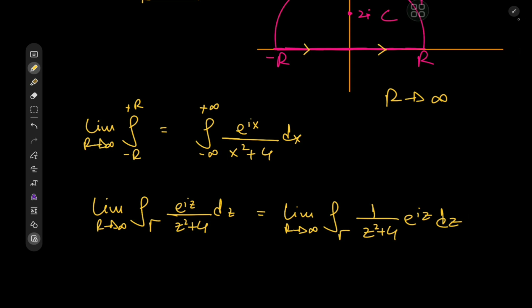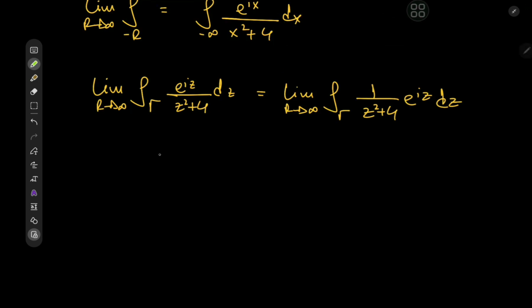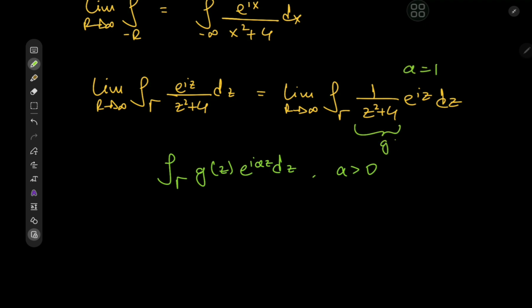using Jordan's lemma. Now, to apply Jordan's lemma, we need the integral over a semicircular arc gamma of a function g of z times an exponential e to the iaz dz, where a is supposed to be a positive real number, and in our case, we have a equal to 1, so that definitely fits the bill. And our g of z is, of course, 1 by z squared plus 4. But what exactly should the nature of the function g of z be?